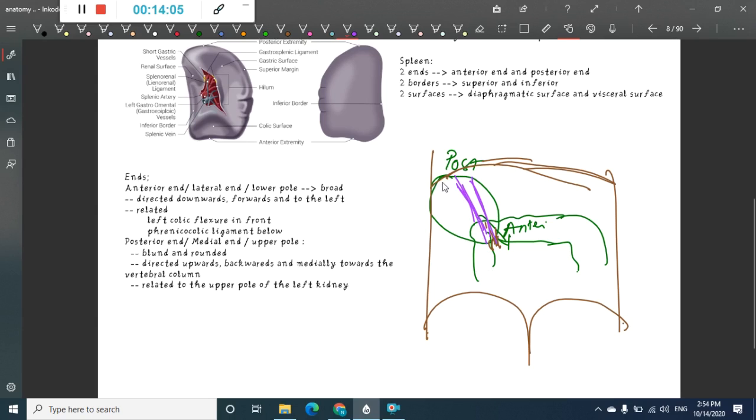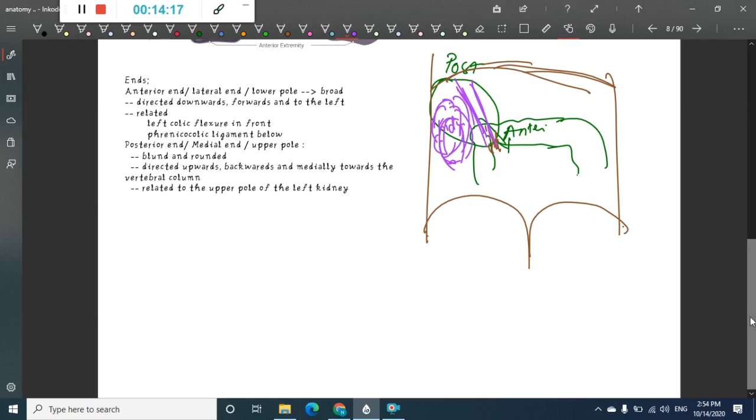Then you see the posterior end. The posterior end is related to the upper pole of the kidney. So the left kidney will be somewhere here. It is related to the upper pole of the left kidney. This is the gist of what I have written. Then we have the borders. In the borders, I will just show you the same picture.